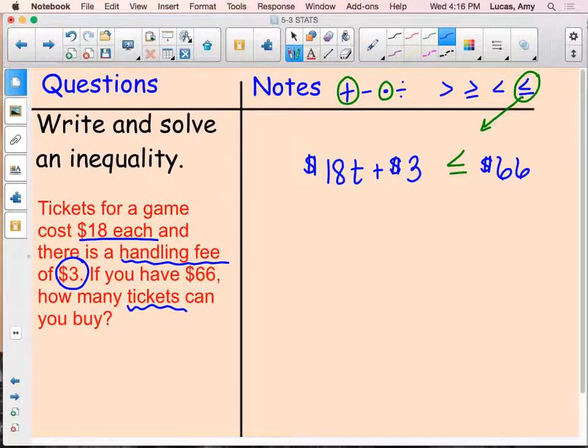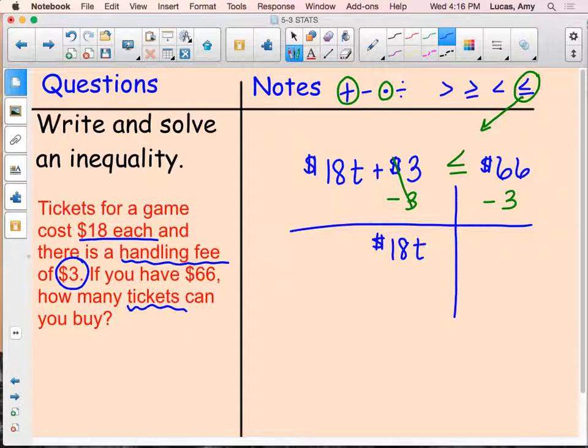And I think that we've got our inequality now. So let's solve it and see if it makes sense. I would start out by subtracting the $3 because that's the handling fee. A handling fee is like the ticket agency that you're buying the tickets from, it's the money that they're making on top of the price of the tickets. So if I subtract this, I get $63.